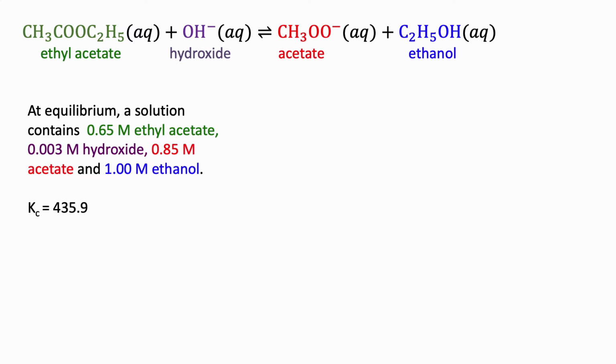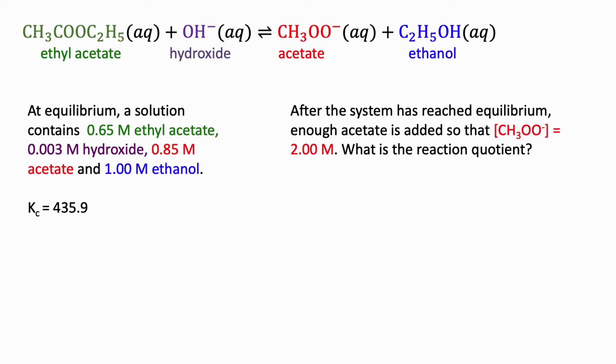This reaction is between ethyl acetate and hydroxide, which can combine to form acetate and ethanol. So this reaction was run, and they measured the equilibrium concentrations of all the species at the end, and they got 0.65 molar ethyl acetate, 0.003 molar hydroxide, 0.085 molar acetate, and 1 molar ethanol. And if you plug those into the expression for the equilibrium constant, what you get is K being 435.9.